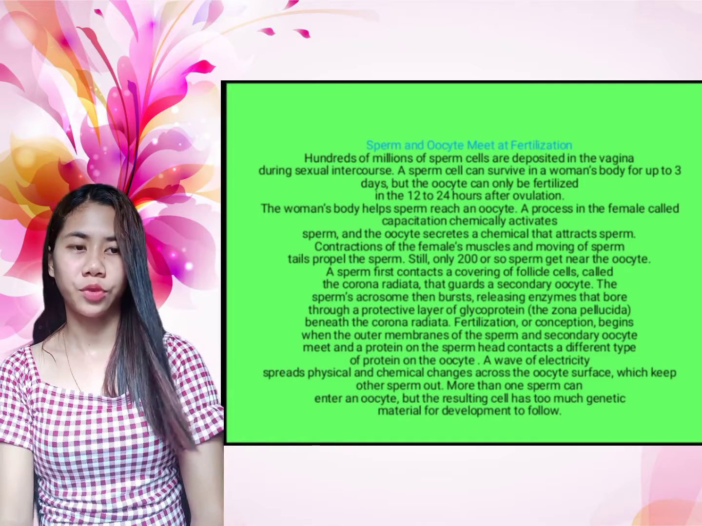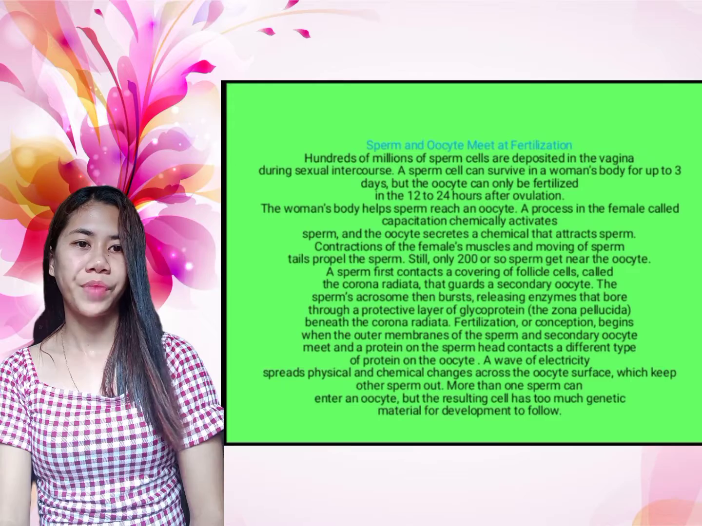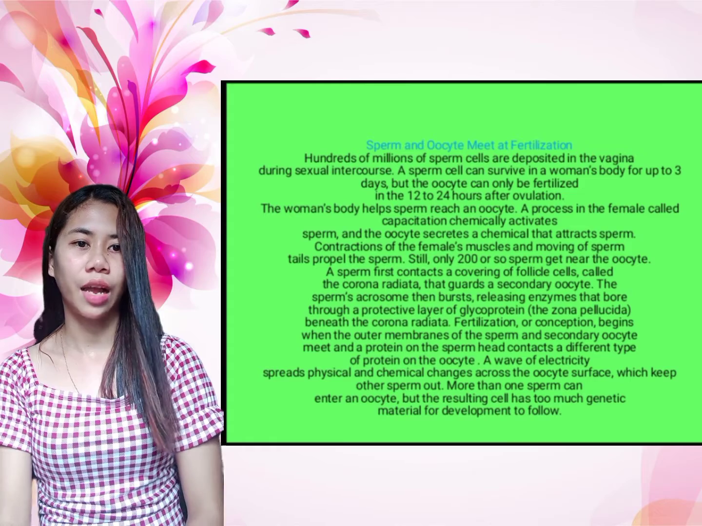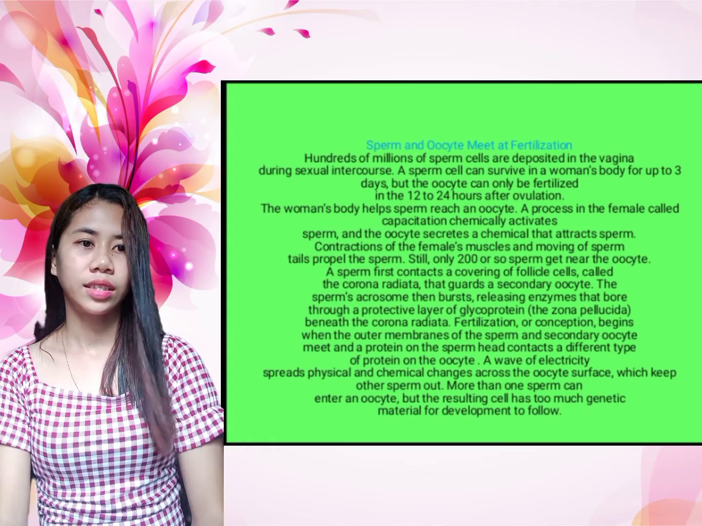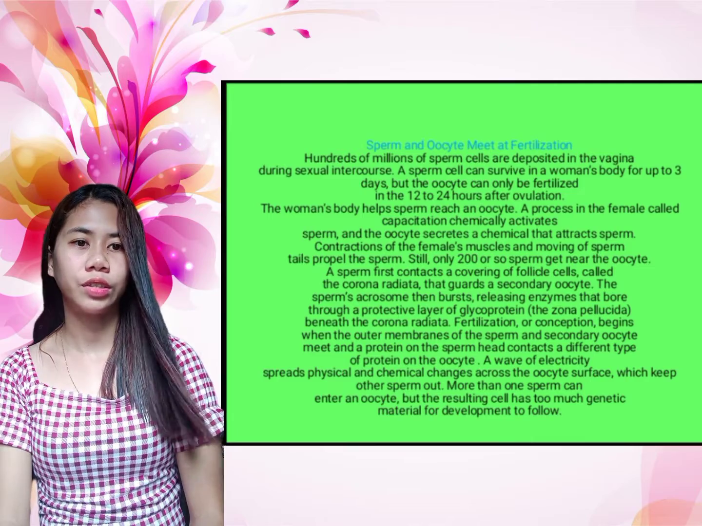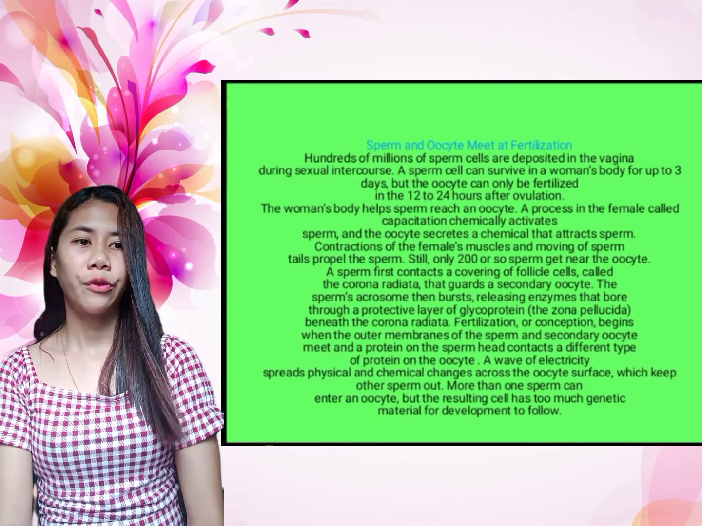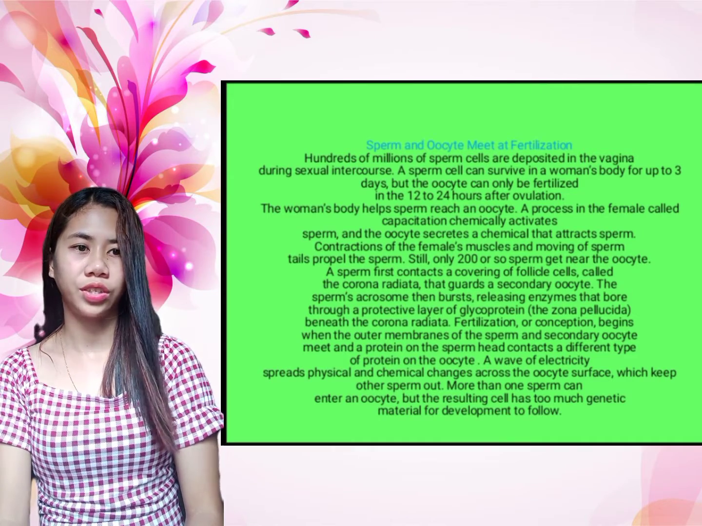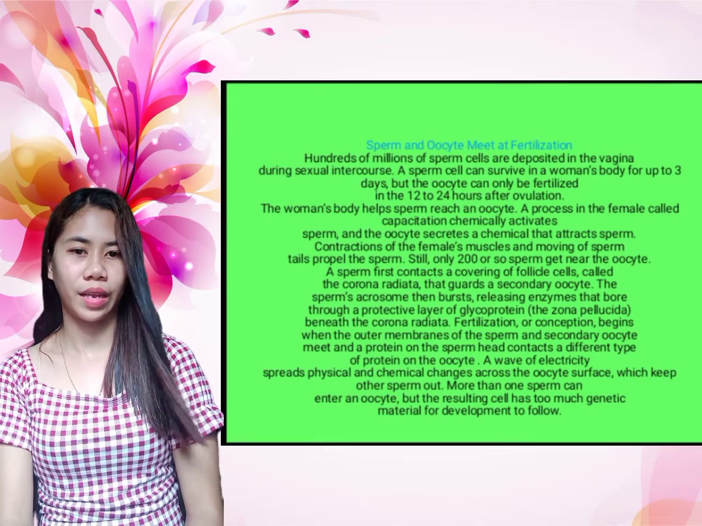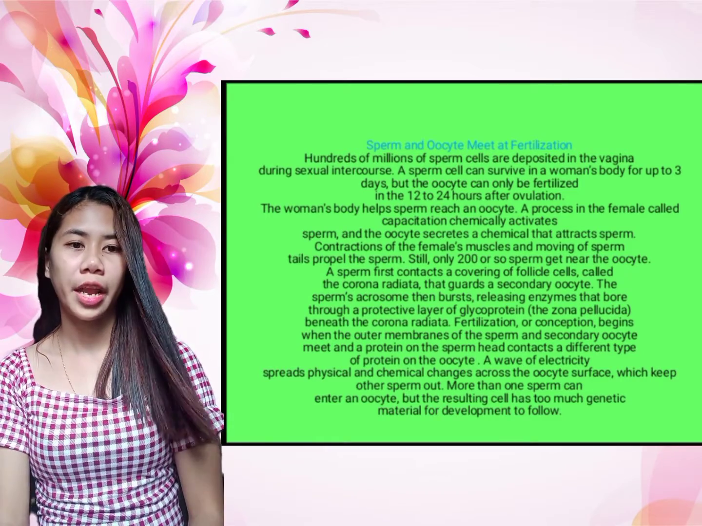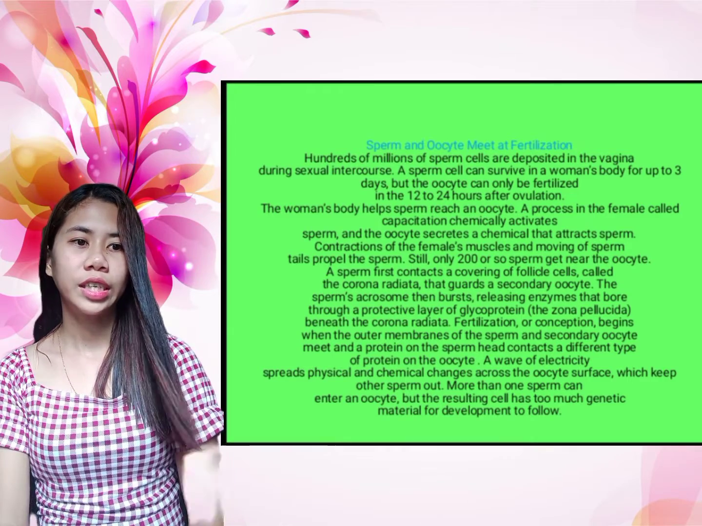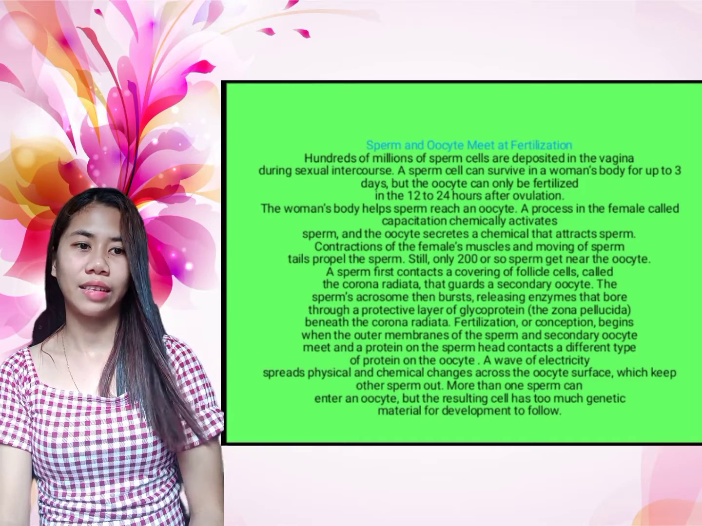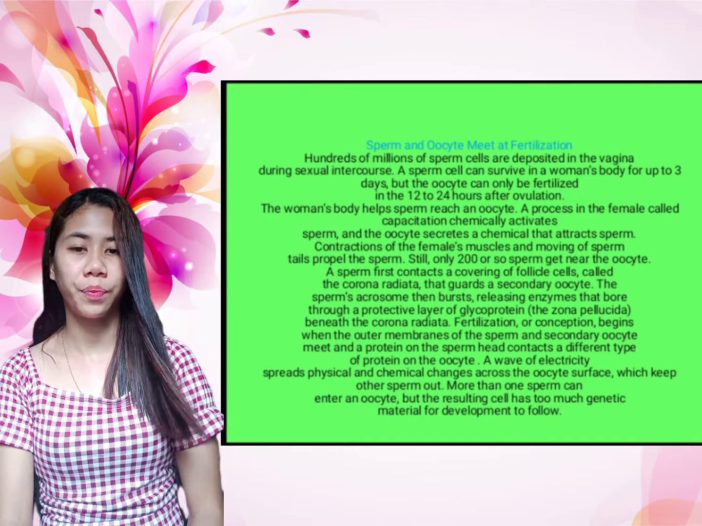Fertilization, or conception, begins when the outer membranes of the sperm and secondary oocyte meet and a protein on the sperm head contacts different types of protein on the oocyte. A wave of electricity spreads physical and chemical changes across the oocyte surface, which keep other sperm out. More than one sperm can enter an oocyte, but the resulting cell has too much genetic material for development to follow.